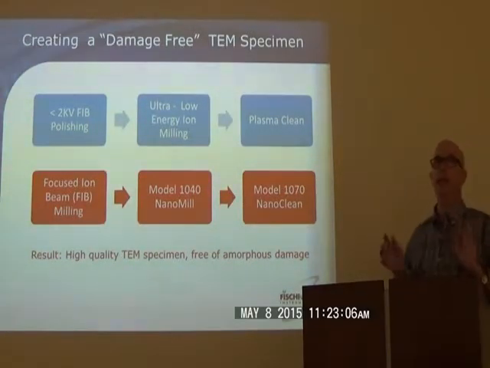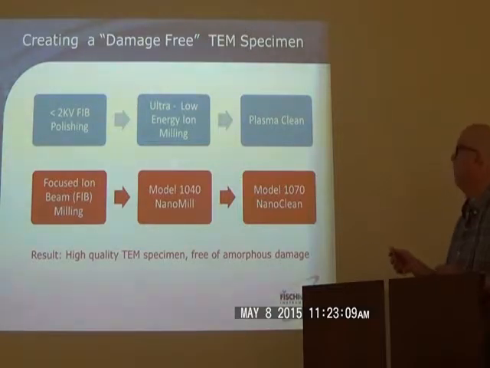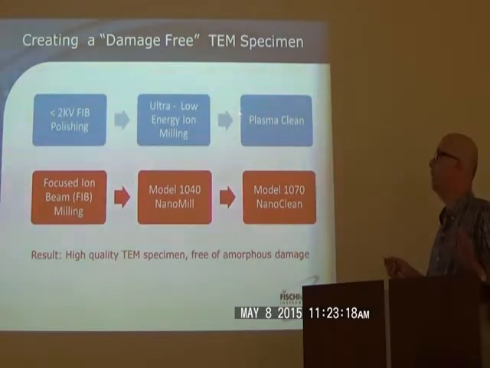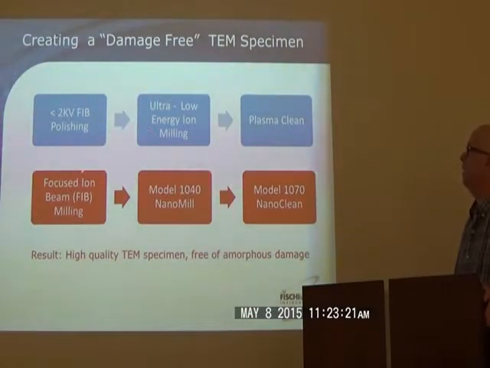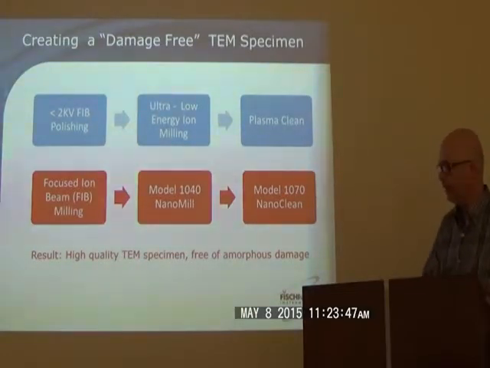What we want to project to those in our user base is that we can follow a new path to create an almost damage-free specimen. There might be a little bit of amorphization left, but it's the best going today. The process is to use a focused ion beam to cut out a material, polish it at 2 kilovolts with a gallium ion source, so we only have a couple nanometers of junk left. Use an ultra-low energy ion milling system, the NanoMill/Pico, and get that layer to where it's almost gone. Plasma clean it, go to the TEM, and get really great images and do some really great chemical analysis.